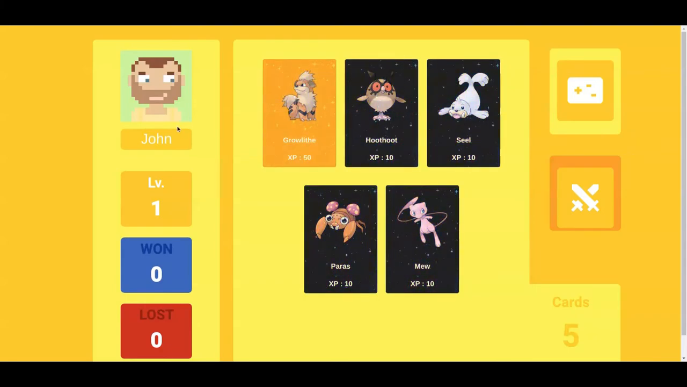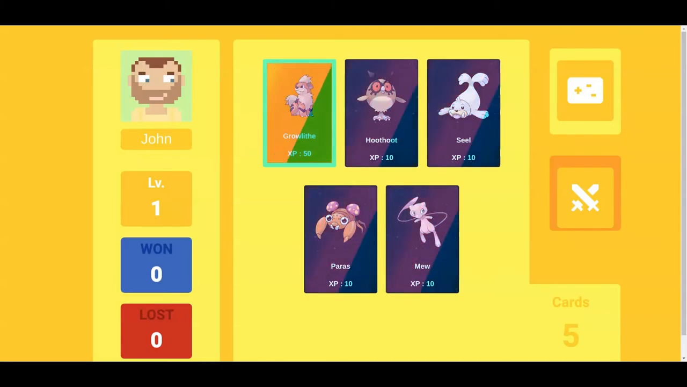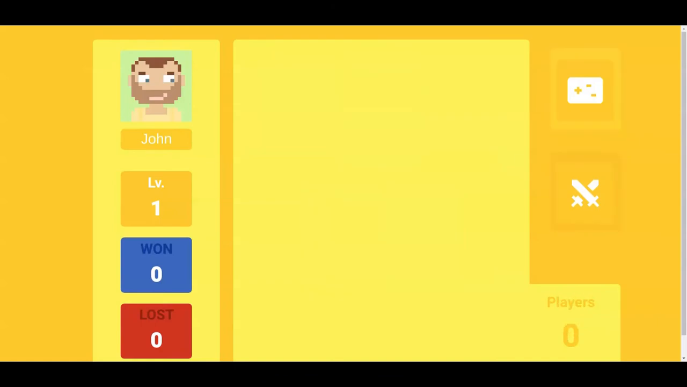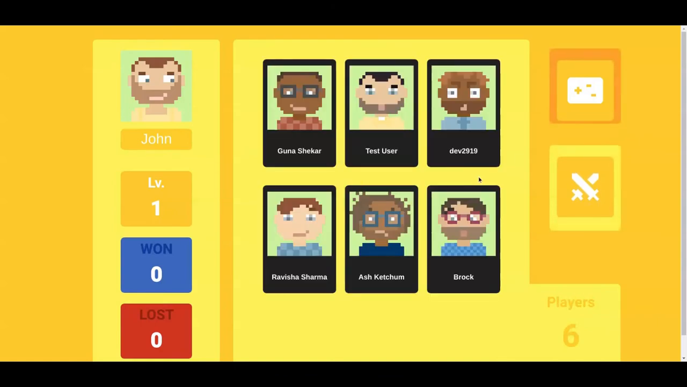And now, if you want to battle other people, you have to select a CryptoMon. I have selected Growlithe, and clicking on the battlefield icon, you just have to confirm another transaction. Once that transaction is sent through, you will be taken to a lobby where you can see a list of other players who are also ready to battle. So I have my friends over here. Ravisha is online. So Ravisha, can you please challenge me? I am with the account John Doe.